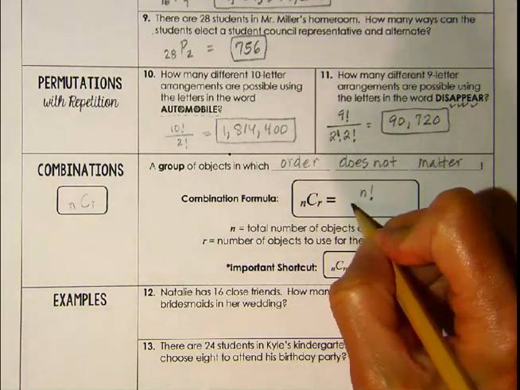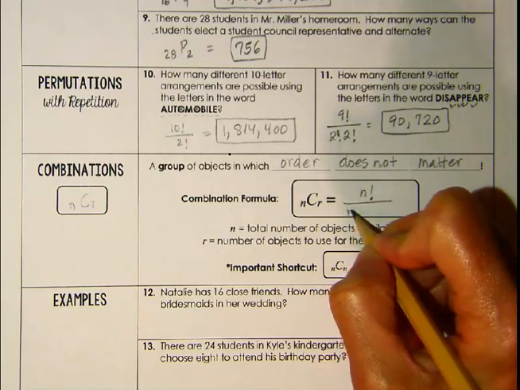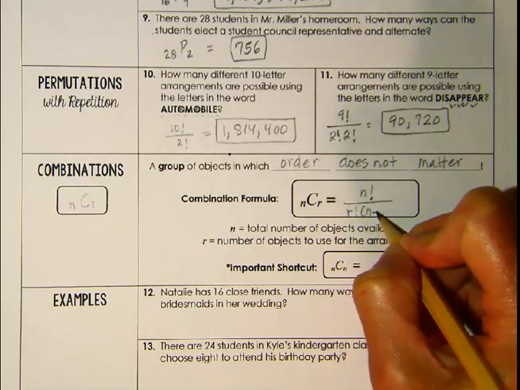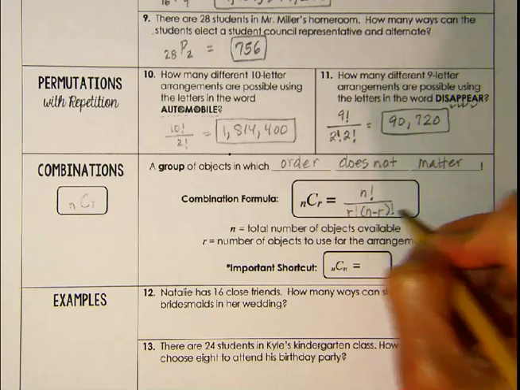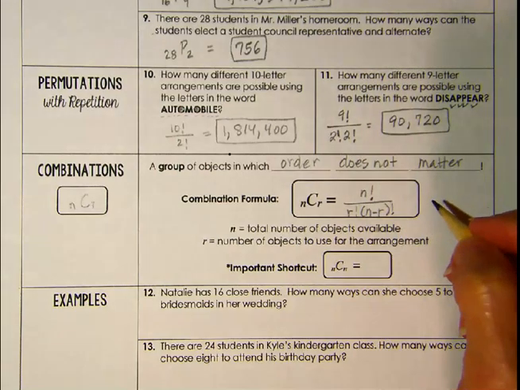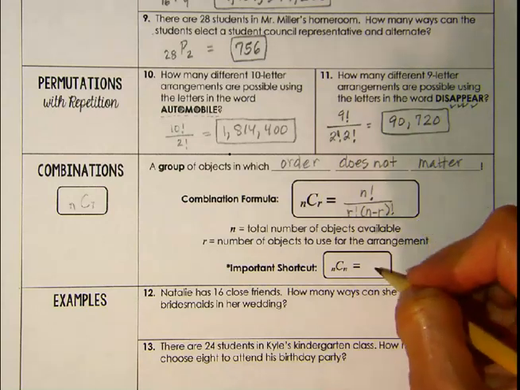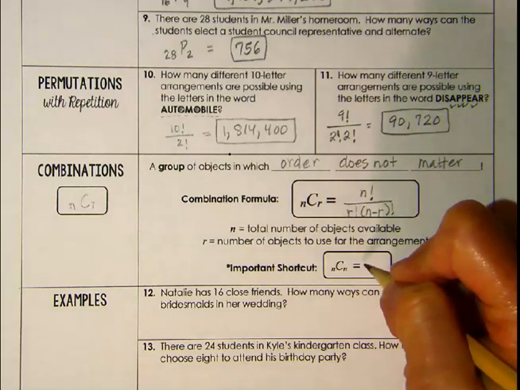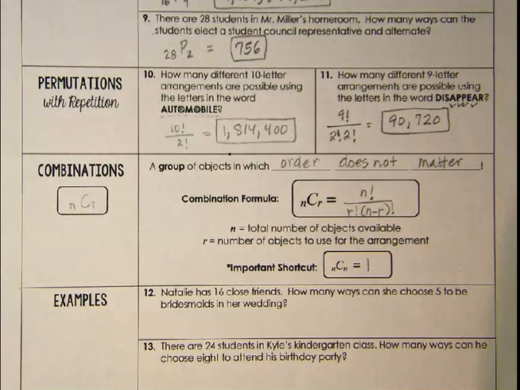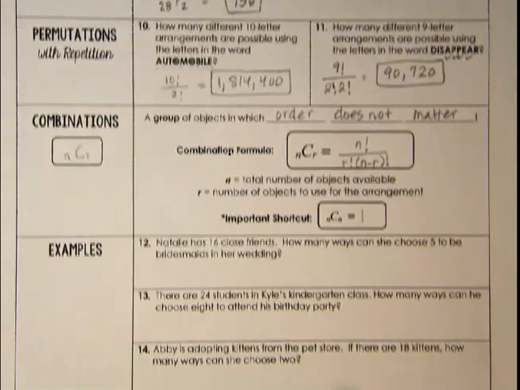So that formula is n factorial over r factorial times n minus r factorial. Now you do not need to memorize that, okay, because we're just going to use our calculator for it. But that's essentially what it's doing. And if you do nCn, it's actually just 1. You'll find that out as we go through there.